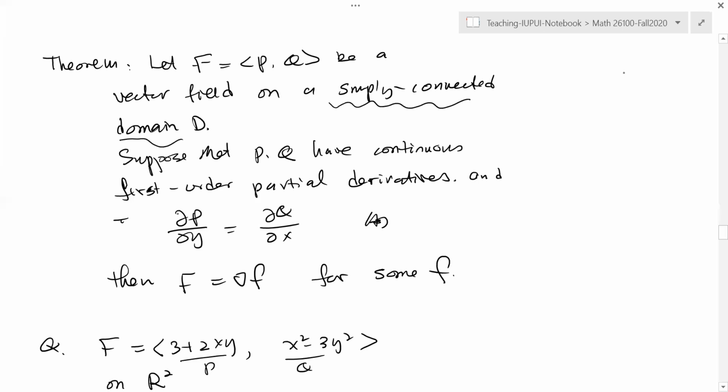So take a domain like that. This is not simply connected. I can construct a vector field P, Q that satisfies those two equations, but you're never able to find f. Little f does not exist; it's not conservative.